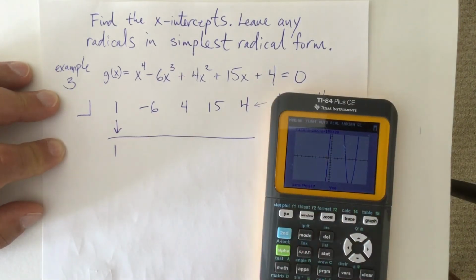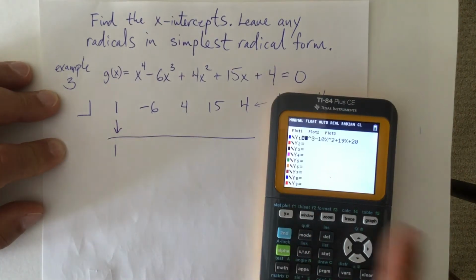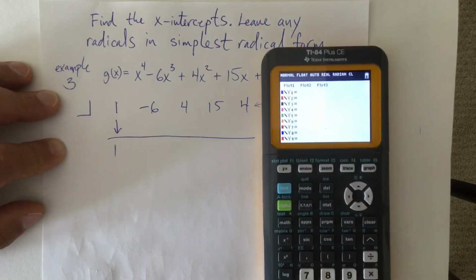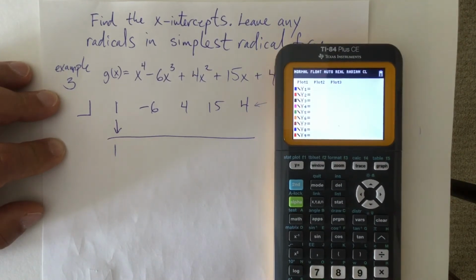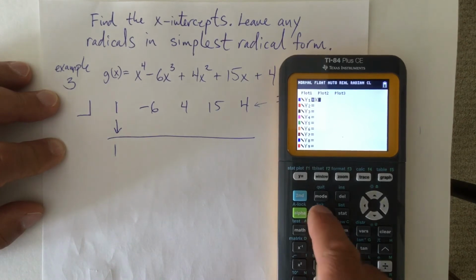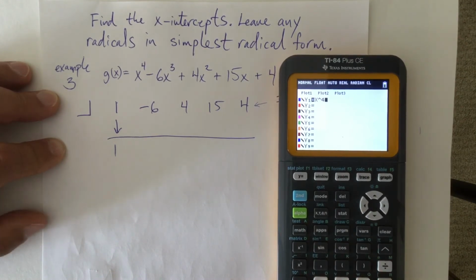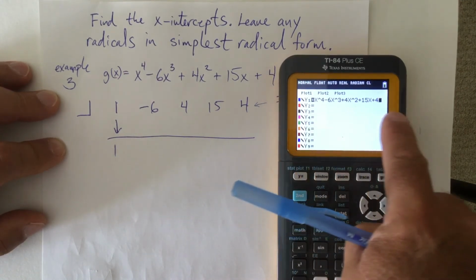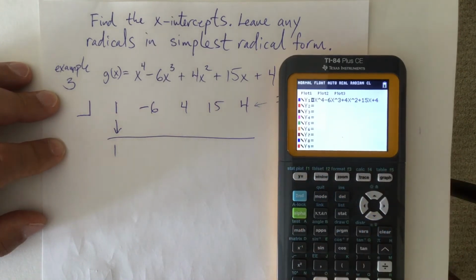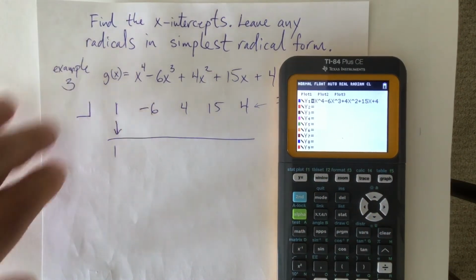Let's take a look at the graph. So I'm going to go back to y equals. I am going to clear all this junk out. I am now going to use my buttons and punch in x to the 4th, minus 6x to the third, plus 4x to the second. I'm not going to do this in Spanish forever. Plus 15x plus 4. Make sure you have it entered in like I do. Pause the video if you have to. Remember, pause me anytime you need to.